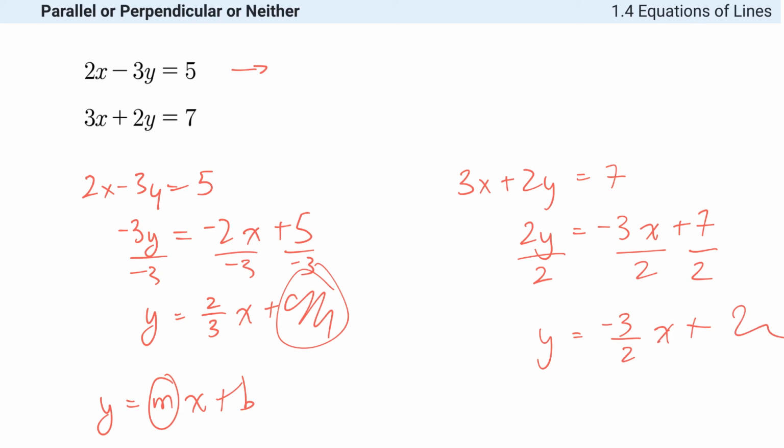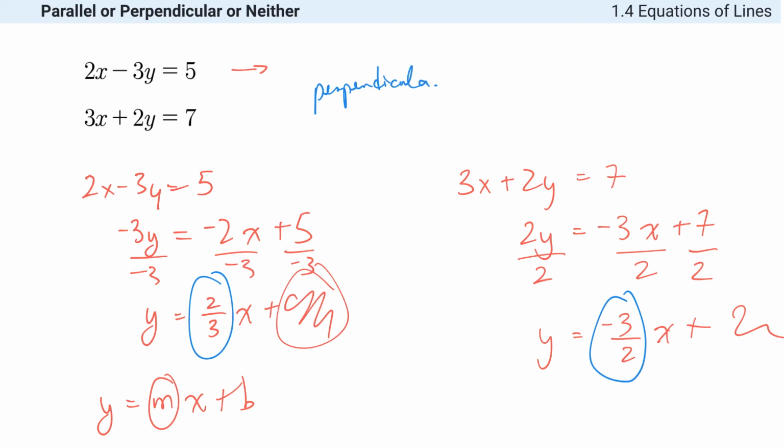Now, if I take a look at the slopes, this slope here compared to this slope, they're not the same, therefore they're not parallel. Are they negative reciprocals of each other? So does the sign change? Yes. And do they flip over? They do. So these two lines here would be perpendicular lines.